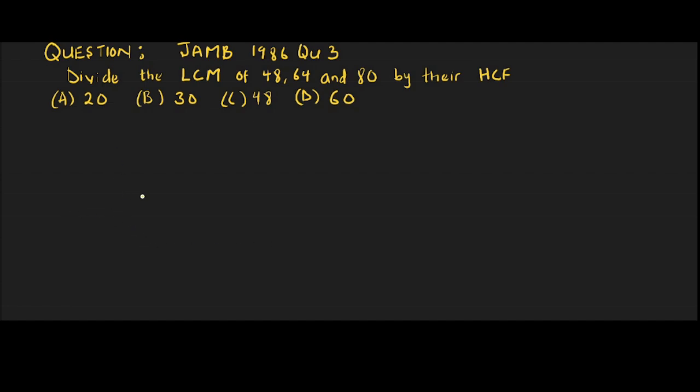Hello everyone, we have a question here and it's from JAMB 1986 question 3. The question is: divide the LCM of 48, 64 and 80 by their HCF. Here are the options. Solution. The question wants us to divide the LCM by the HCF. Firstly, to do that, we express each of these numbers as a product of prime factors.